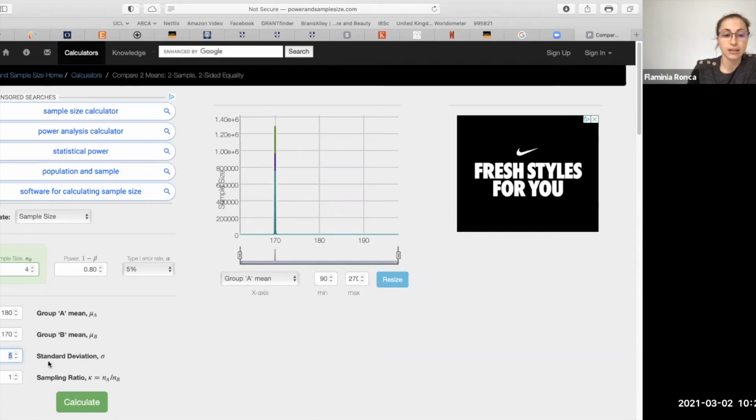Okay, but then again, that's not reality. So heart rate in particular, you will know is extremely variable between different people. So something that's probably more realistic is maybe a variance of 10. So there you go, you get 16 participants.